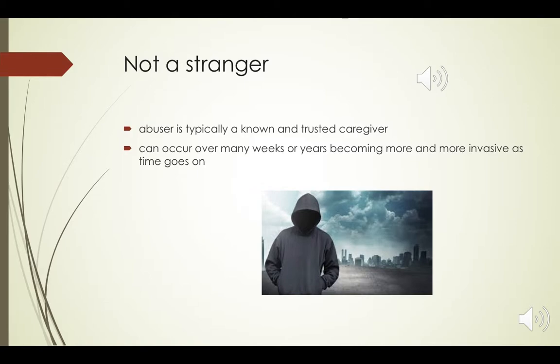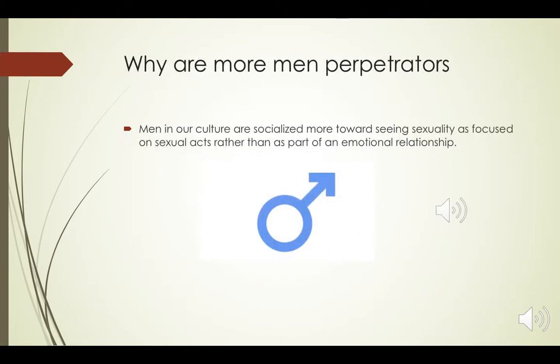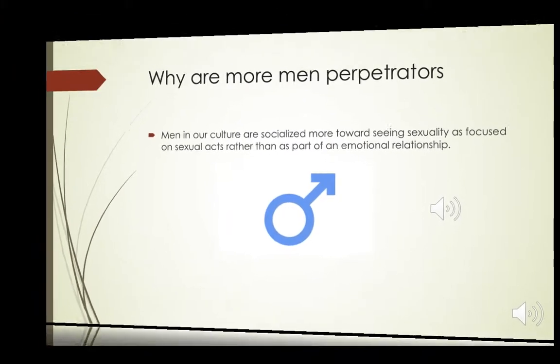Abusers are typically known and trusted caregivers. This can occur over many weeks or years, becoming more and more invasive as time goes on. Why are men more often perpetrators? It's believed that men in our culture are socialized more towards seeing sexuality as focused on sexual acts rather than as a part of an emotional relationship.